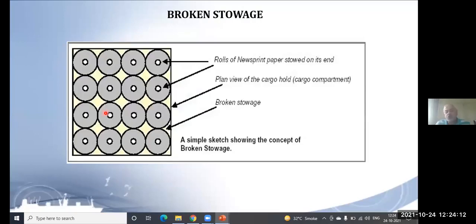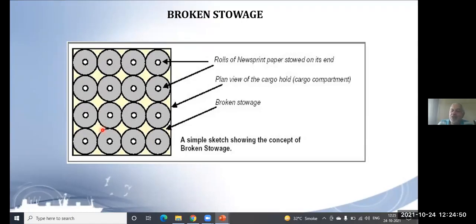Now this is broken stowage. Here also steel coils are loaded, which are circular in shape, rolls. And see here, this is broken stowage, this is vacant space, vacant space, vacant space. Everywhere space is vacant, and this vacant space which is lost is called broken stowage. This space lost because of the cargo is called broken stowage, and it is expressed as a percentage of stowage factor.